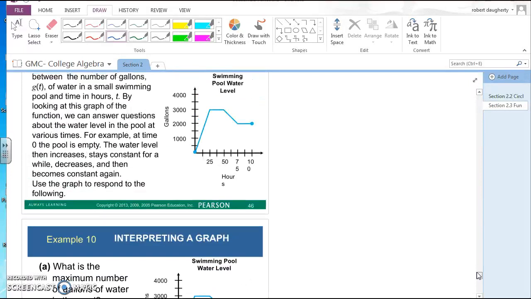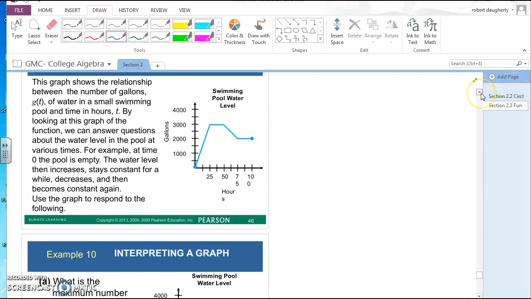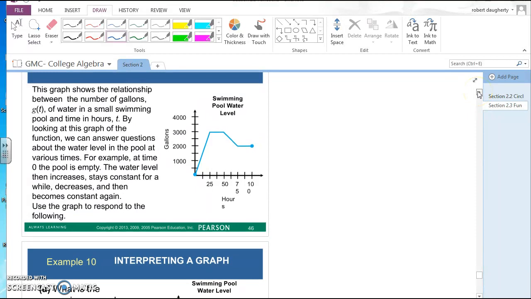Same function. And let's look at an example here to end our section. This one shows the relationship between the number of gallons of water, G of T, in a small swimming pool. By looking at this graph, we can answer some questions about the water level in the pool at various times. So for example, at 0, the pool is empty, because if you look at the hours, that's my x-axis, and the number of gallons is my y-axis. At 0 hours, I've got 0 gallons, so I'm starting with an empty pool.